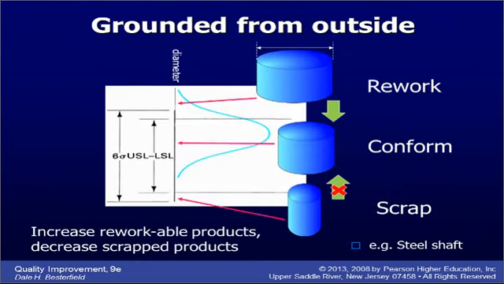If the product is ground from outside, then we want to shift the average to a higher level. Therefore, in this tail, even though they're out of the upper specification limit, we can still rework it to be a conforming product. And we want to decrease this tail because if you're manufacturing something with a smaller diameter, you cannot rework it to a qualified product.